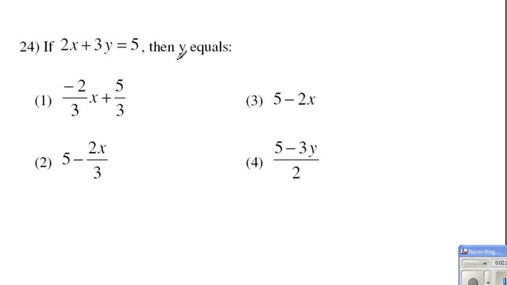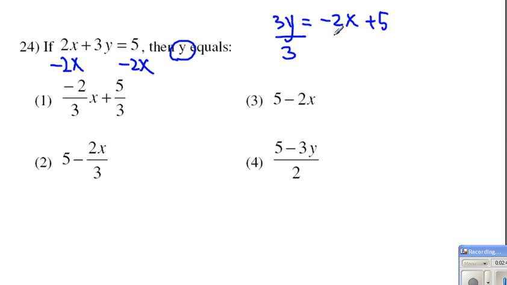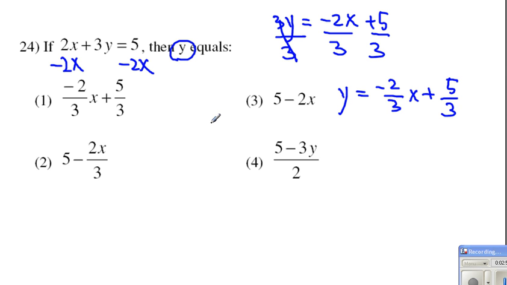Alright, here we are solving for y. Same as before, subtracting 2x, then we get 3y equals negative 2x plus 5. Now we have to divide by 3. We end up having y equals negative 2/3 x plus 5 over 3. Choice 1 as our answer.